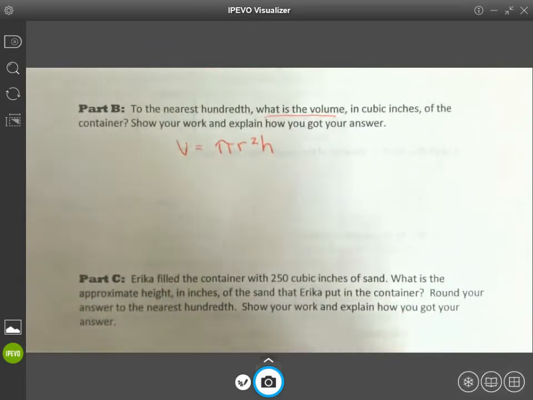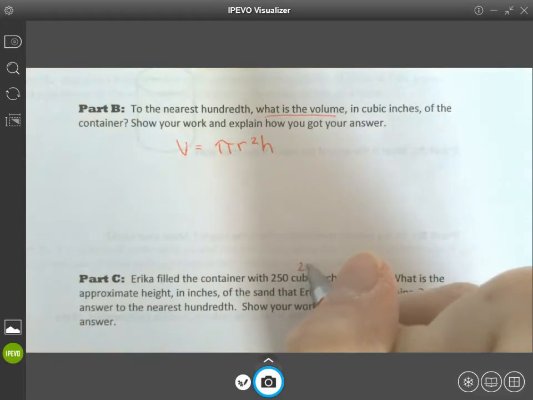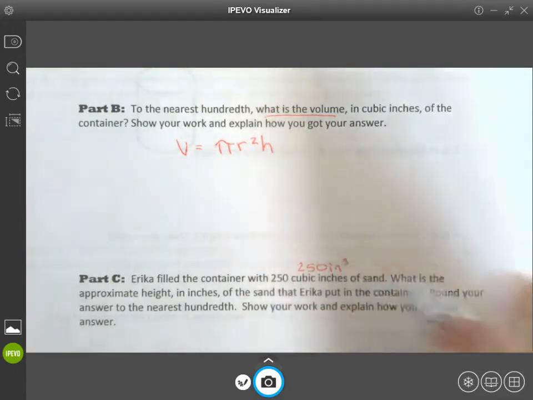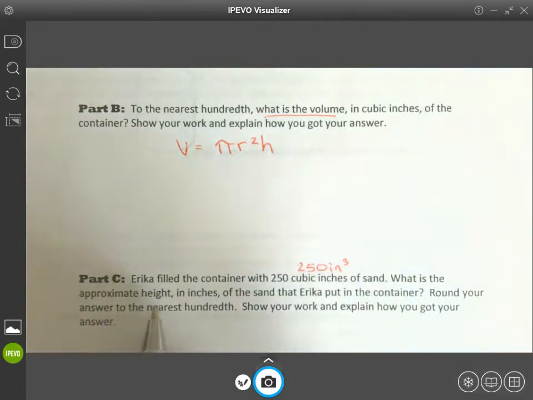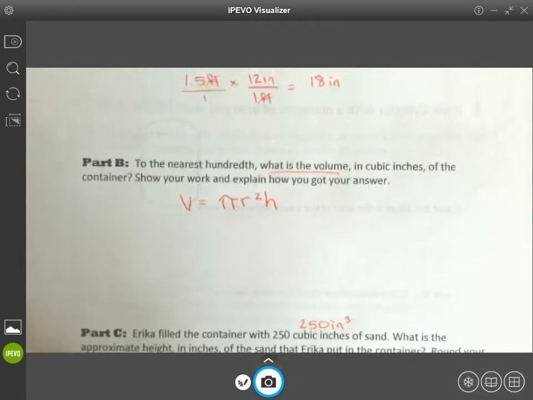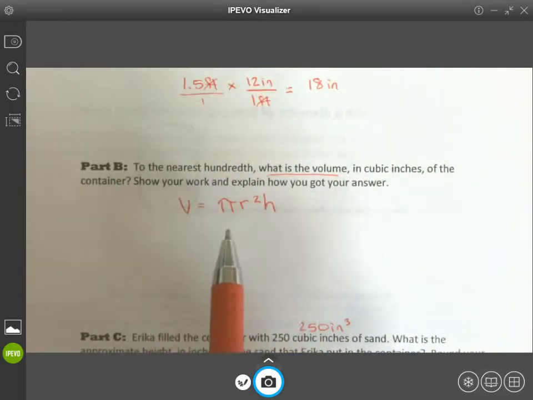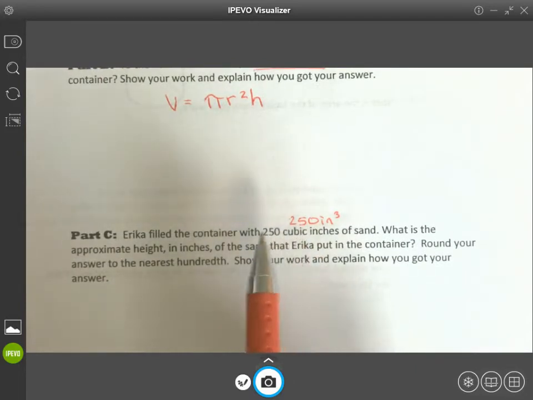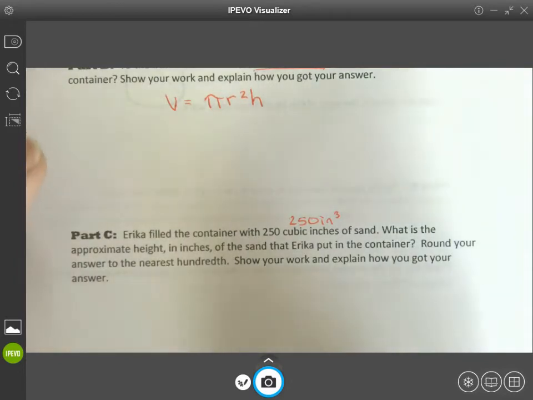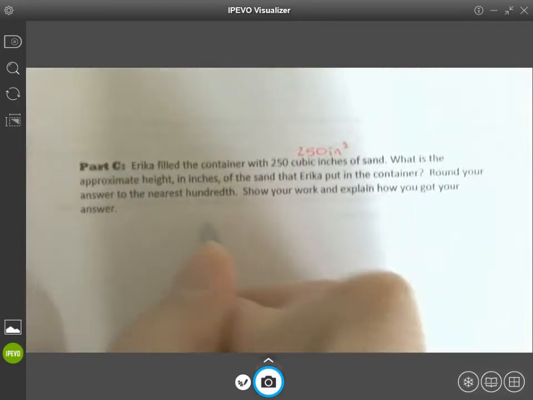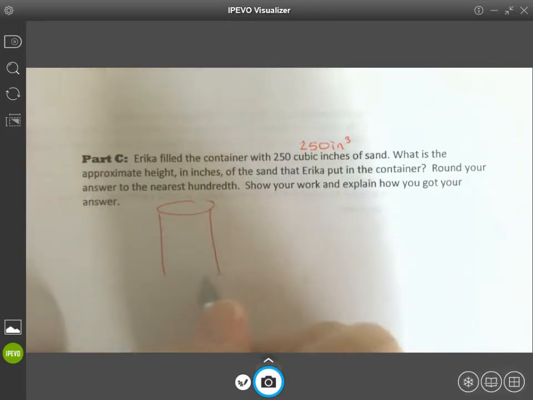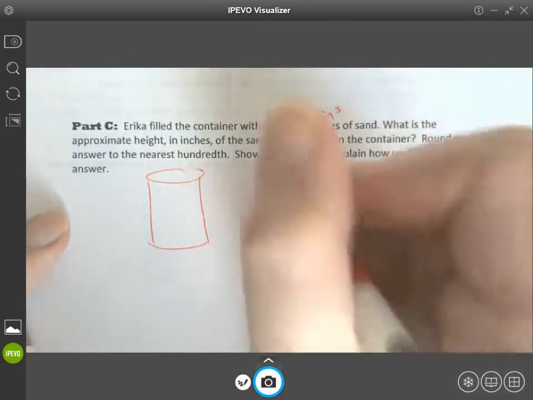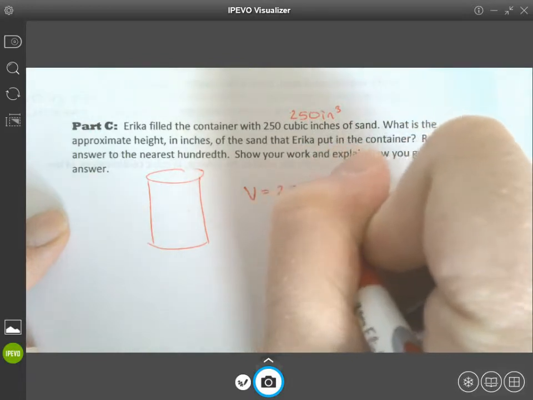Now, if you look at this, it says Erica filled the container with 250 cubic inches of sand. Cubic inches is the same as me saying 250 inches cubed. What is the approximate height in inches of the sand that Erica put in the container? So you're doing two different things. You are looking at the volume of the container, and then you're saying, hey, this is how much sand went in there. So if you reverse this, I actually don't need to know this formula, but if I can think about this container, you don't have to draw it, but here's my container. The volume is 250 inches cubed.